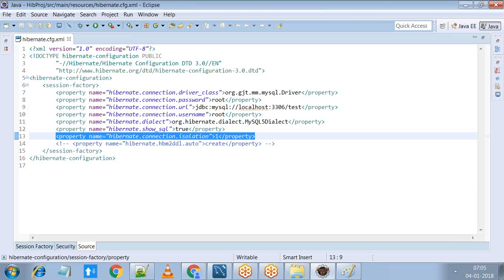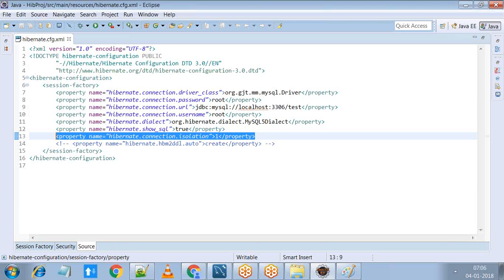So when you set this property value, Hibernate connection isolation property value to 1, you will find that here we are setting that isolation level to read uncommitted. Okay, yes, that is what we did here.